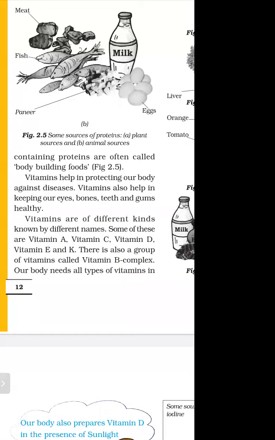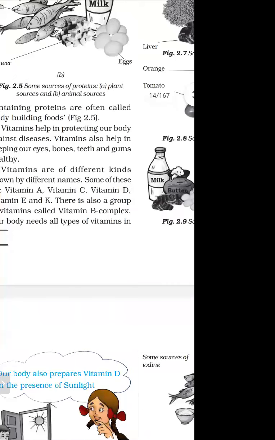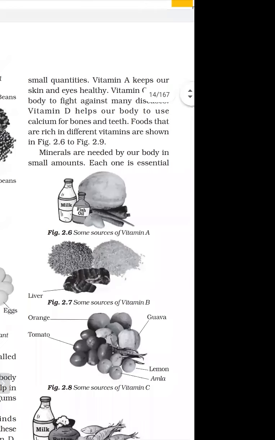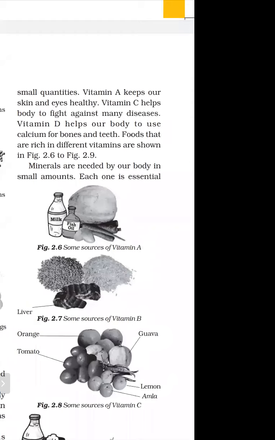Our body needs all types of vitamins in small quantities. Vitamin A keeps our eyes and skin healthy. As we know, we require more protein, but vitamin A is required in a very small quantity. And what is the purpose of vitamin A? How does it help keep our body healthy, and what is the function of vitamin C, and what is the function of vitamin D?